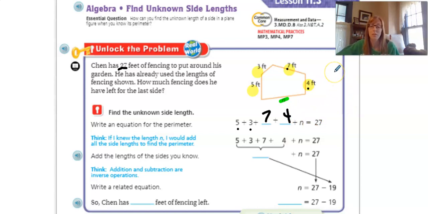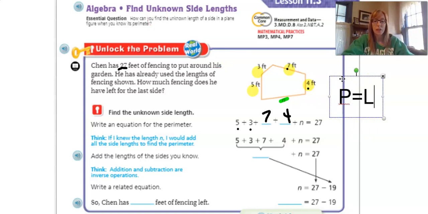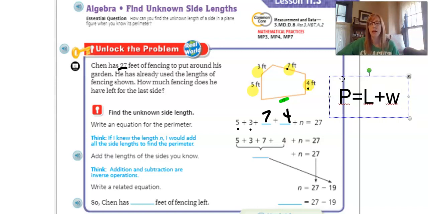We know that perimeter is length plus width. Okay, so I'm going to write our formula down: perimeter equals length plus width plus length plus width. That's our formula. And we have one more length that we have to do. So we have 5 plus 3 plus 7 plus 4. And what does that equal? It equals 19.